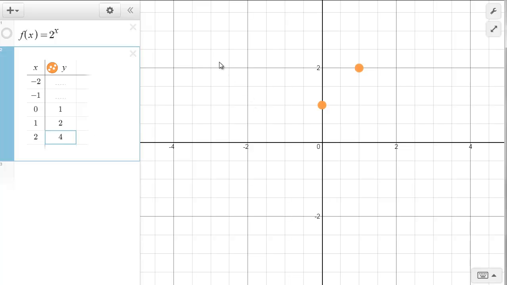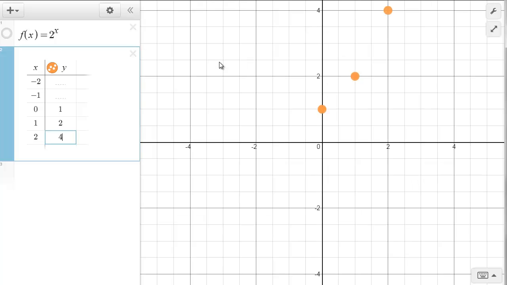Looks like I need to zoom out a little bit here. Now let's try the negative values. 2 to the negative 1 power means drop it to the denominator and it becomes 1/2, otherwise known as 5/10. And then 2 to the negative 2 means take it to the denominator and we'll have 1 over 2 squared, or 1/4, otherwise known as 25/100. Let's see what it looks like when we connect the dots.